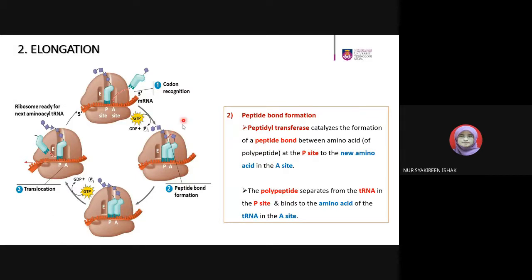Okay, the last bond here between the growing polypeptide chain and the tRNA here, it will be broken. And then a new bond will be formed between the last amino acid here and the new amino acid that sits in the A site. So the polypeptide separates from the tRNA in the P site and binds to the amino acid of the tRNA in the A site. So that is peptide bond formation. Now the tRNA that initially holds the growing polypeptide is free, and then it will enter into the E site.